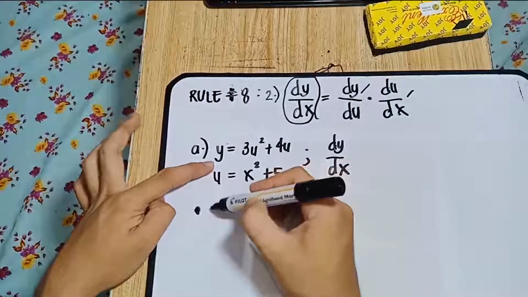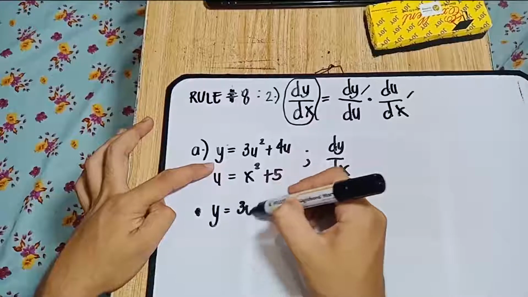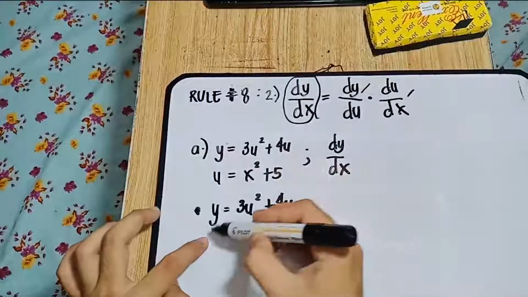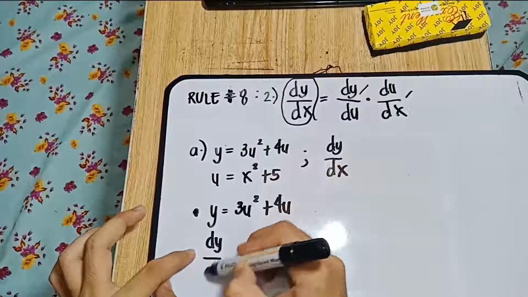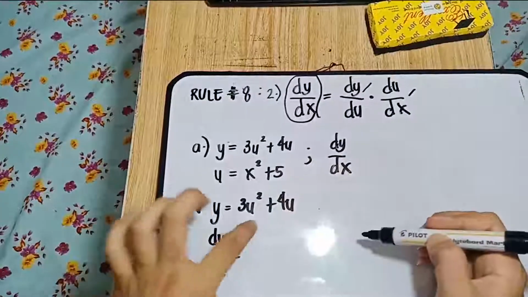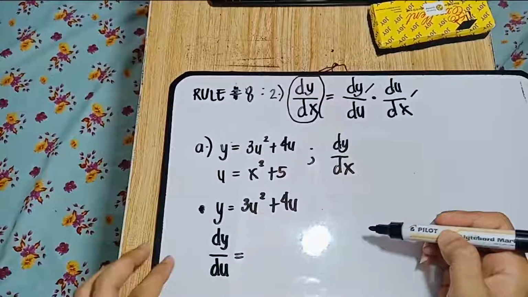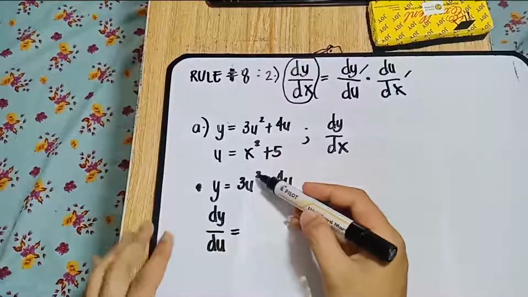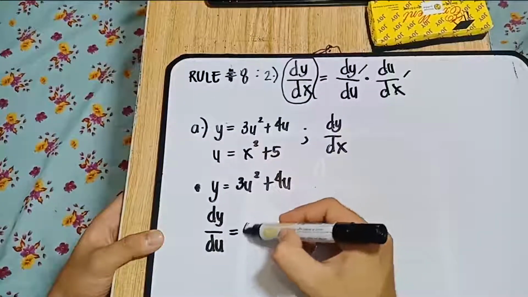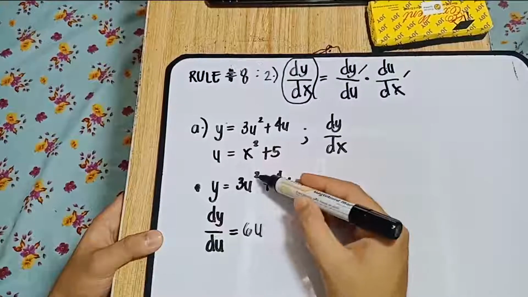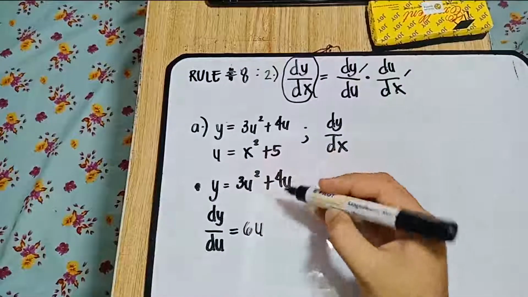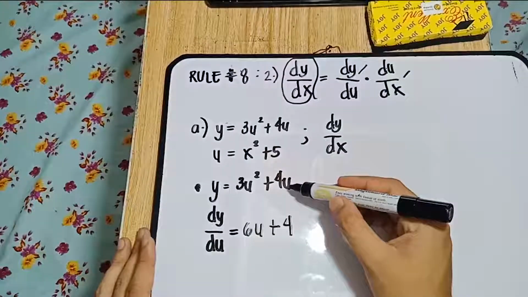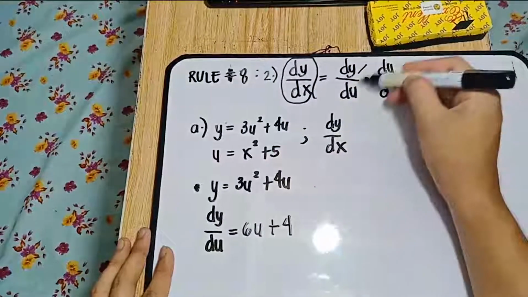So, gamit ito, y equals 3u squared plus 4u. Derivative of y in terms of u, kasi u yung variable dun sa kabilang side. That is simply applying the rules. So, this is power rule, 2 multiplied by 3, that is 6. Then u minus 1, yung exponent niya. Plus 4. Kasi 1 na lang yung derivative ng u. So, meron na tayong dy over du.